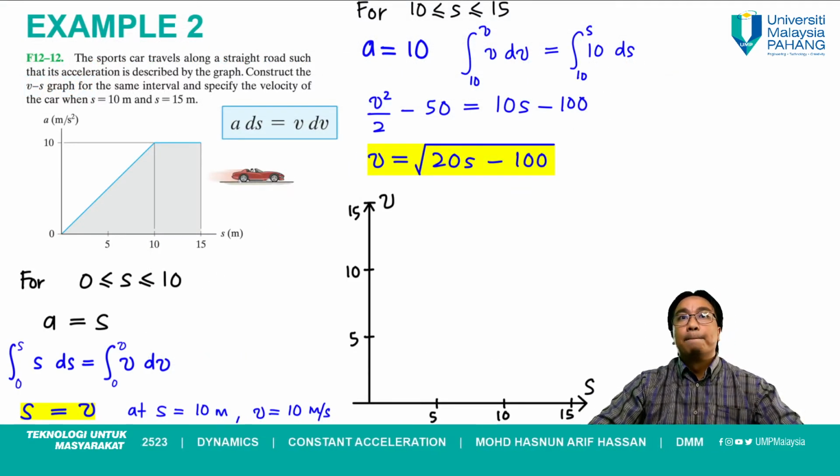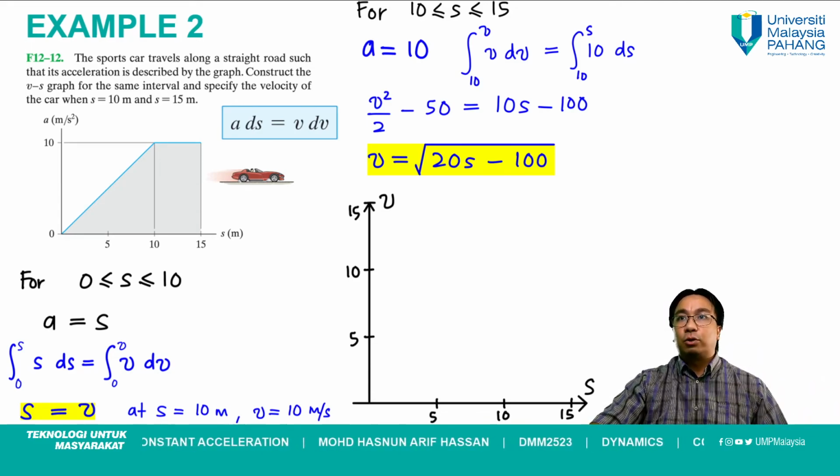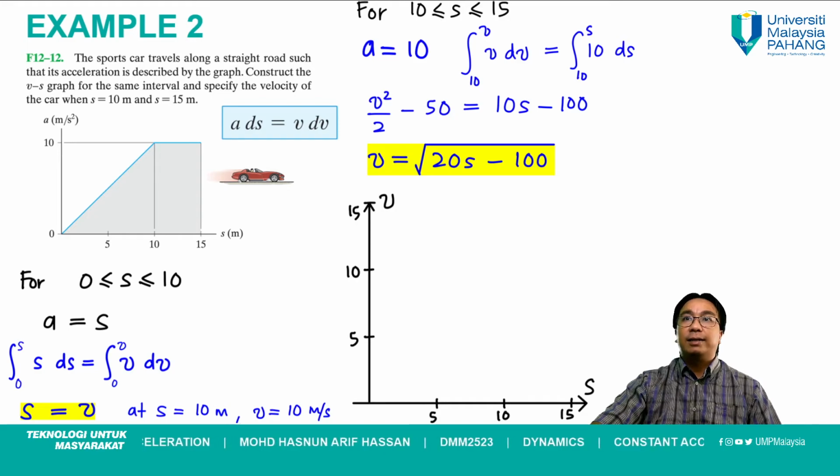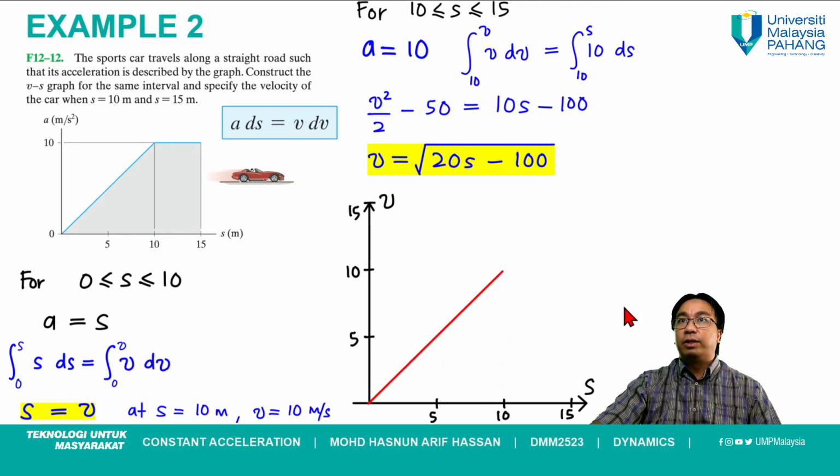this. Okay. Untuk fasa pertama, kita tengok fasa pertama dulu daripada 0 hingga 10. 0 to 10, kita ada V equals to S. So ini clear lah. Ini clear. We have a straight line. Sama macam acceleration tadi. S equal to 5, V equals to 5. S equal to 10, V equals to 10.